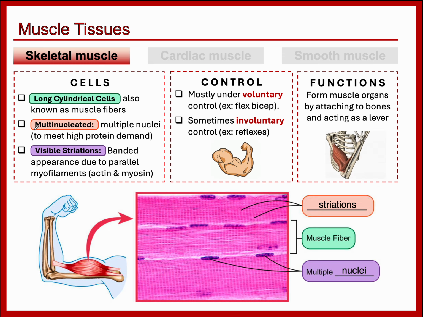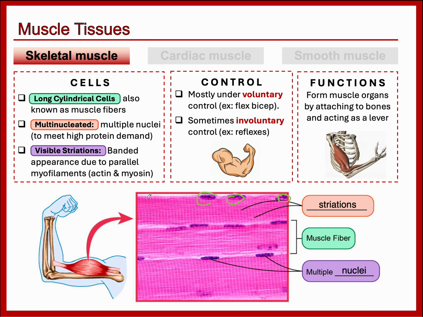Skeletal muscle are long cylindrical cells, also known as muscle fibers. Look at these, they're big, they're parallel to each other. And they are multinucleated. Look at these many nuclei that belong to one cell. This one cell here has 3 nuclei. This is so that it meets high protein demand.